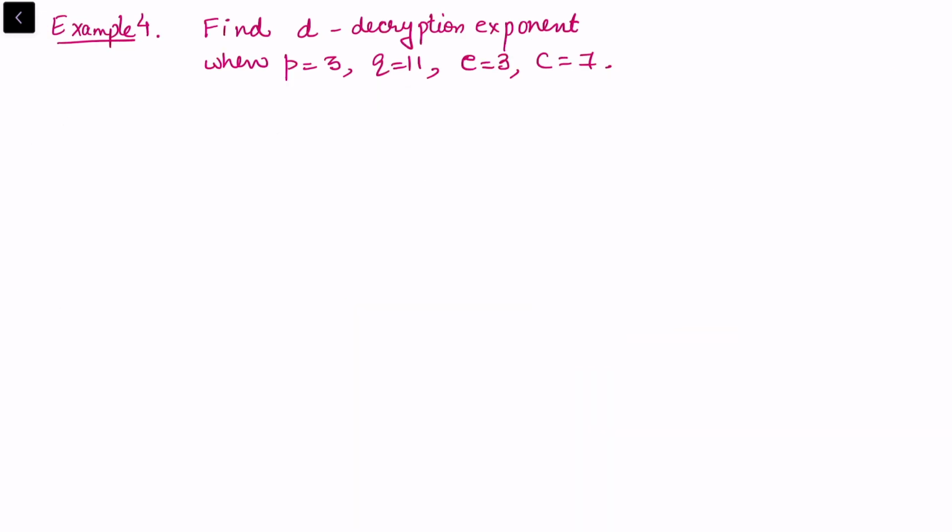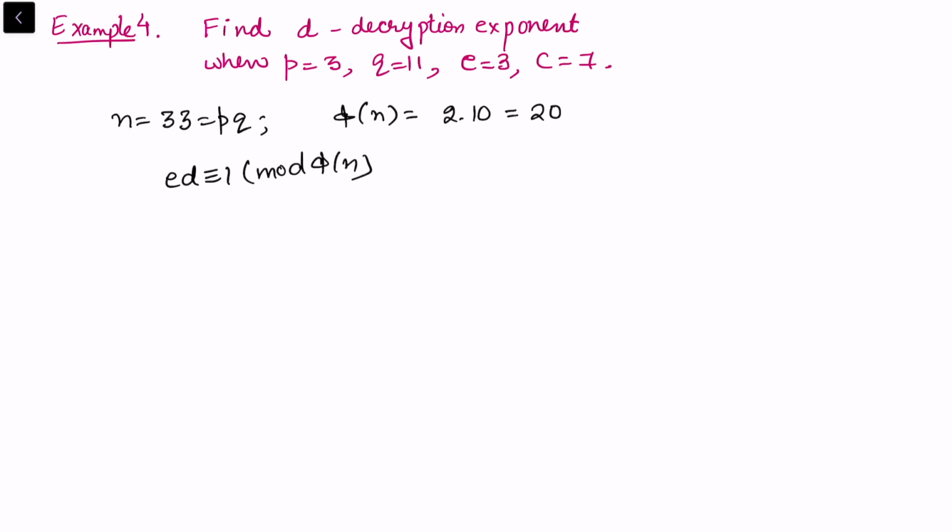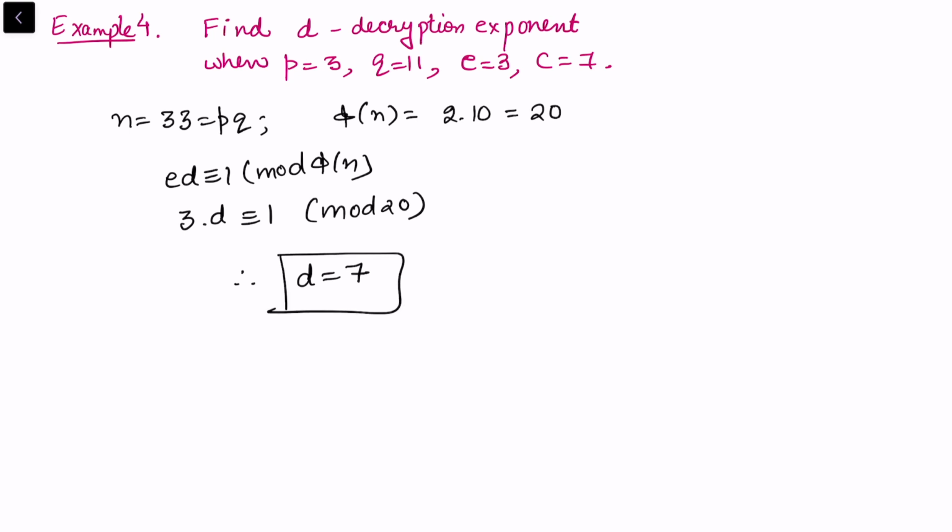Now in this example, again there is a similar question. We want to find D, the decryption exponent, with this information. And for this, we just notice that N is 33, which is the product of P and Q. Phi N is 2 into 10, which is equal to 20. So E into D is congruent to 1 mod phi N. And so we get 3 into D congruent to 1 mod 20. So again, using the same extended Euclidean algorithm, we can find D is equal to 7. That becomes the decryption exponent.